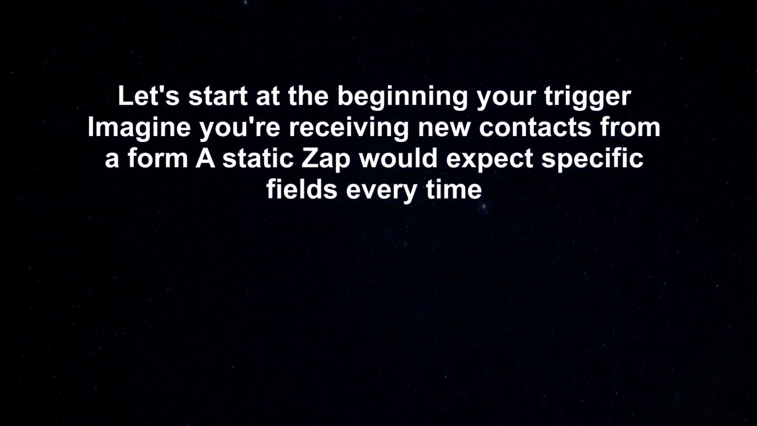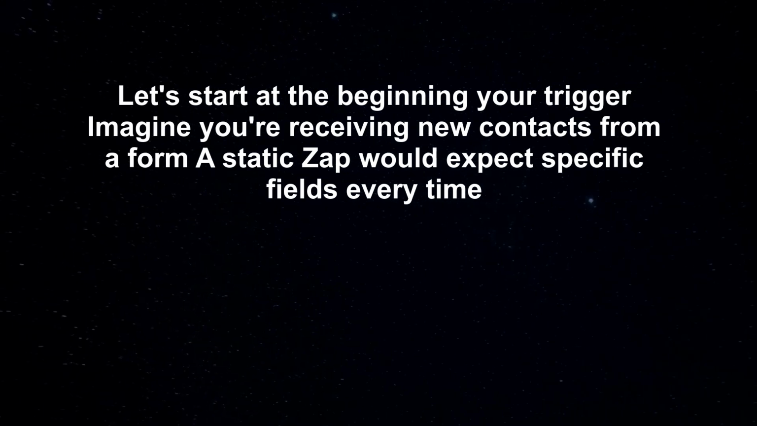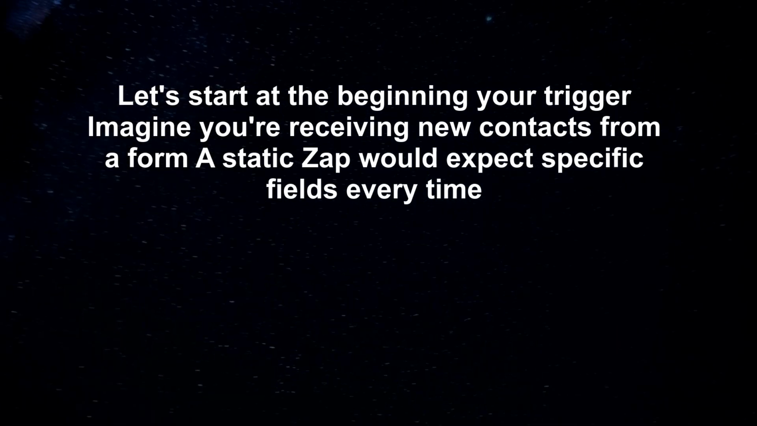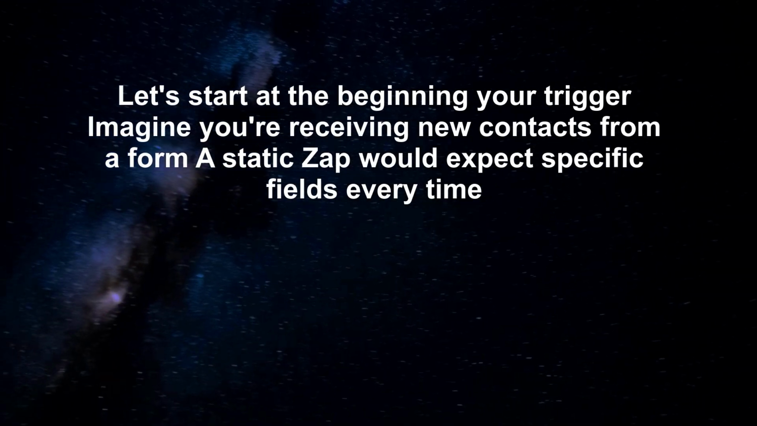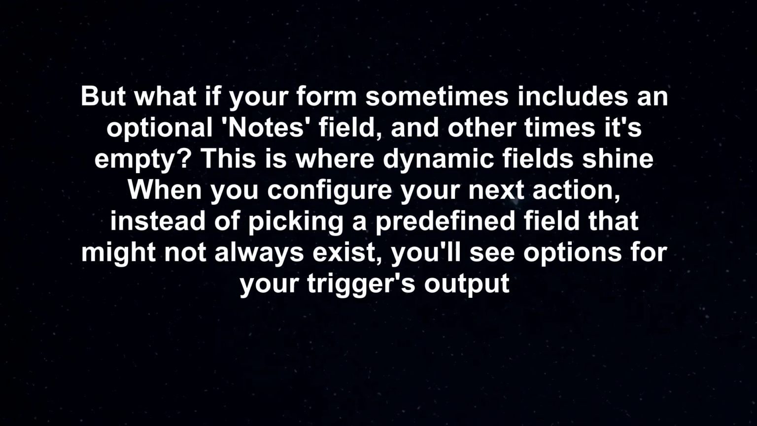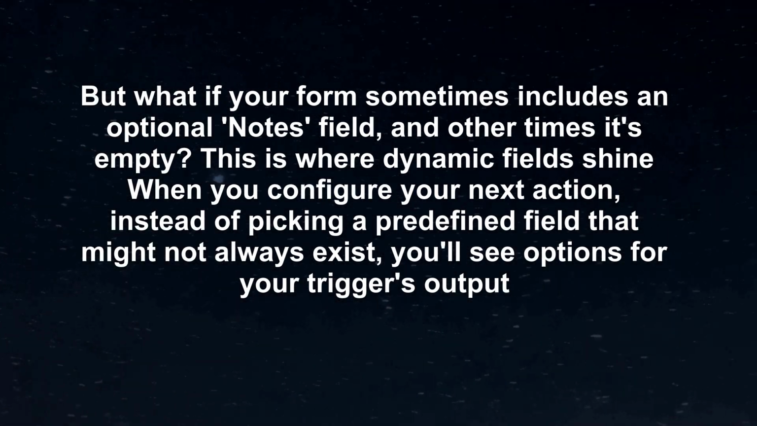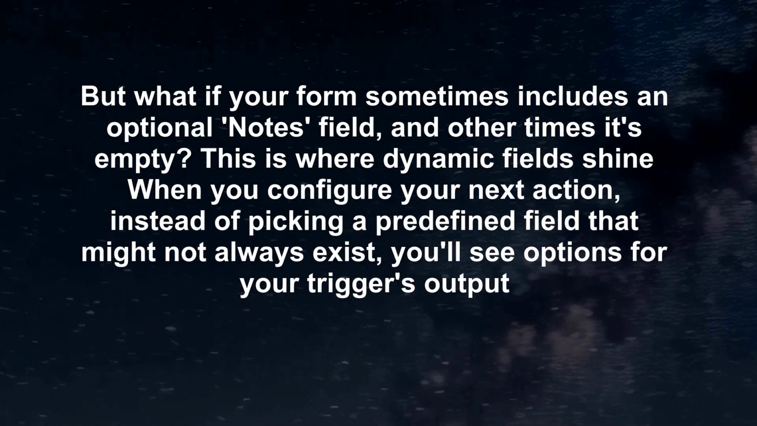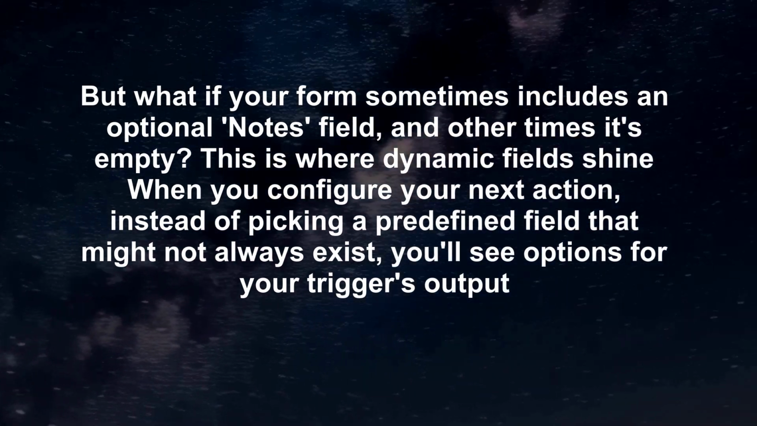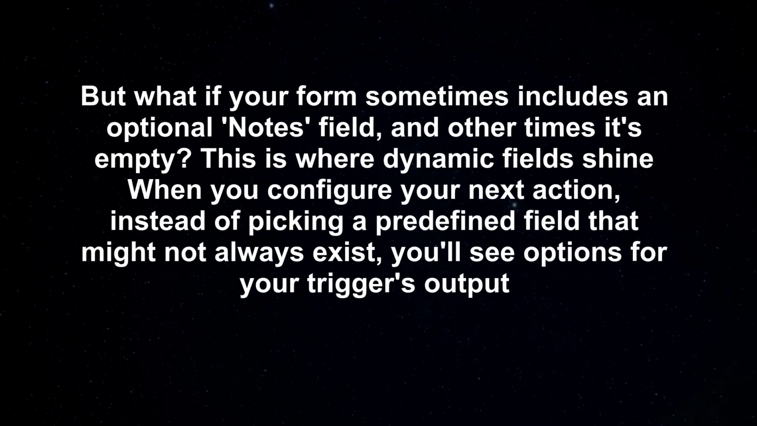Let's start at the beginning. Your trigger. Imagine you're receiving new contacts from a form. A static Zap would expect specific fields every time. But what if your form sometimes includes an optional notes field, and other times it's empty? This is where dynamic fields shine when you configure your next action.